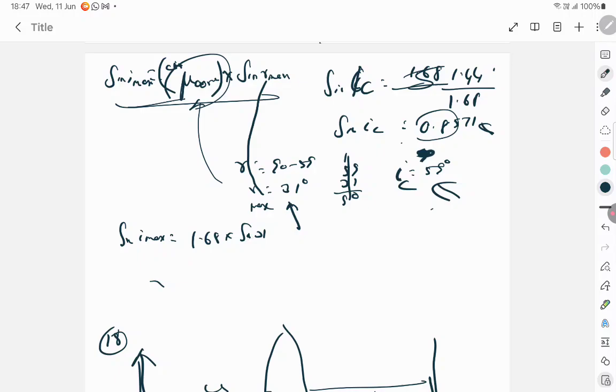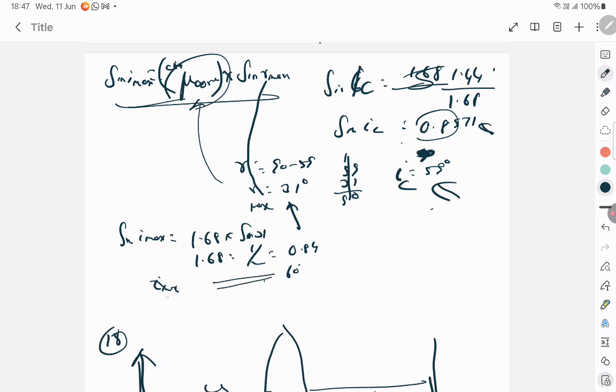And for sin 31, we don't know, but we know sin 30, right? What is sin 30's value? It is 1 by 2. So then again this is 0.84. Closer to 0.8 is always 60 degrees. Can I say that I max also is 60 degrees therefore?